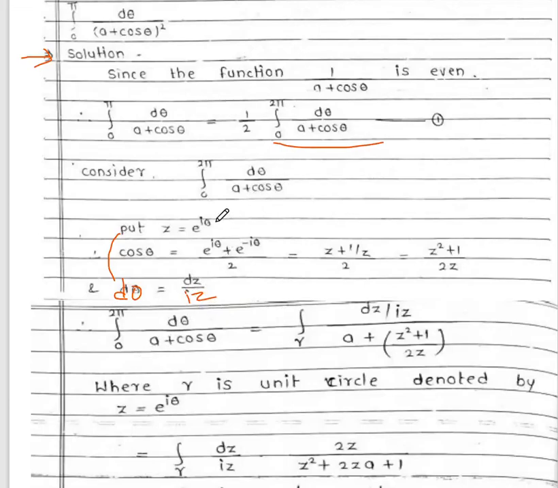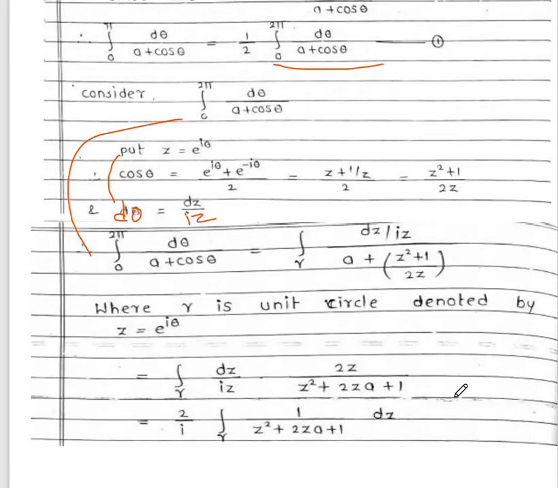So therefore this integral 0 to 2 pi d theta upon a plus cos theta will become an integral over the curve gamma, dz upon iz divided by a plus cos theta, where cos theta means z square plus 1 upon twice z. Here gamma is a unit circle which is denoted by z equal to e raised to power i theta. The integral changes into the form over gamma, where gamma represents a unit circle.